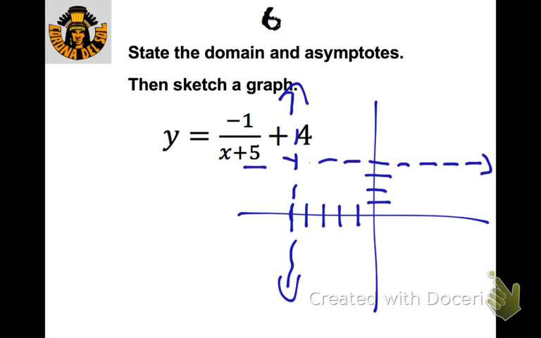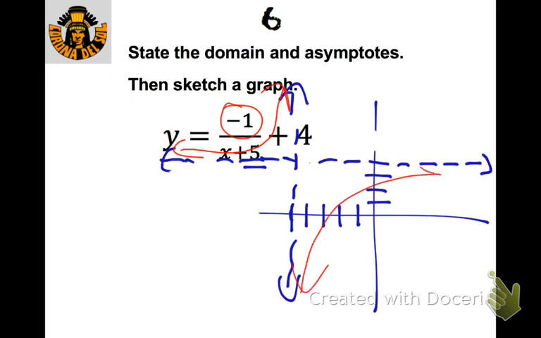So go up 4. Normally the graph is down here and here, but because of this -1, it's not going to be in those 2 spots. It's going to be reflected over the x-axis. So instead it's going to be here, and it's going to be here. Again, the graph approaches the asymptotes.